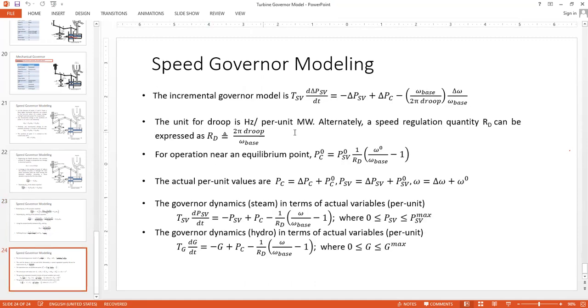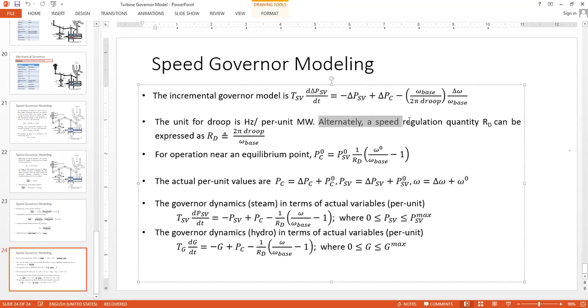There is another alternate definition of droop, and the notation in that case is RD, and RD is defined as twice pi droop by omega base. But this is just an alternate representation. That will of course change this expression a little bit. Simply, this RD is taken as the inverse of this. You can clearly see that RD is 1 upon whatever is appearing within this bracket. So we can write this whole thing as 1 upon RD, where RD is twice pi droop by omega base.